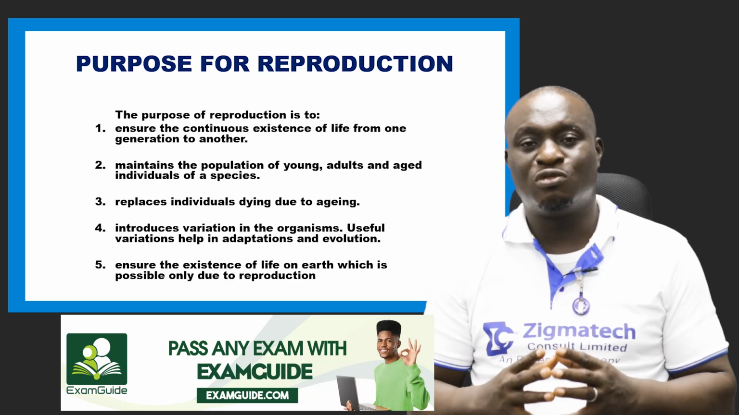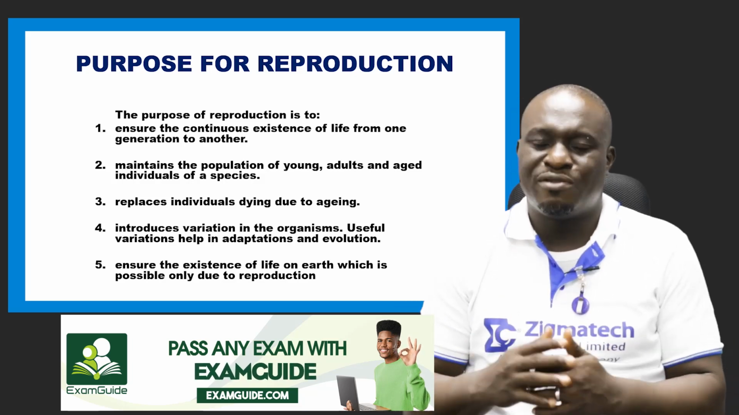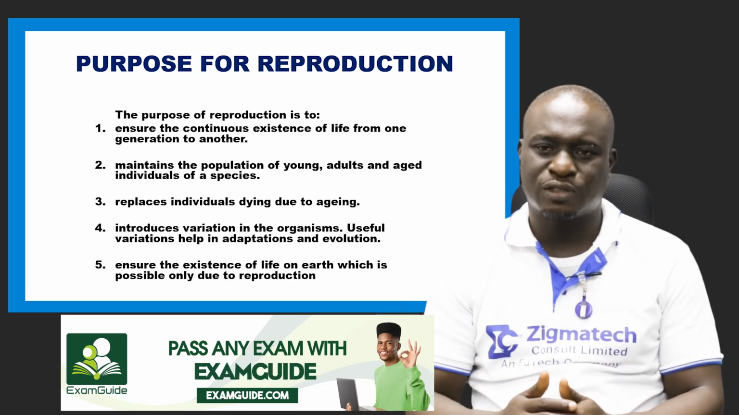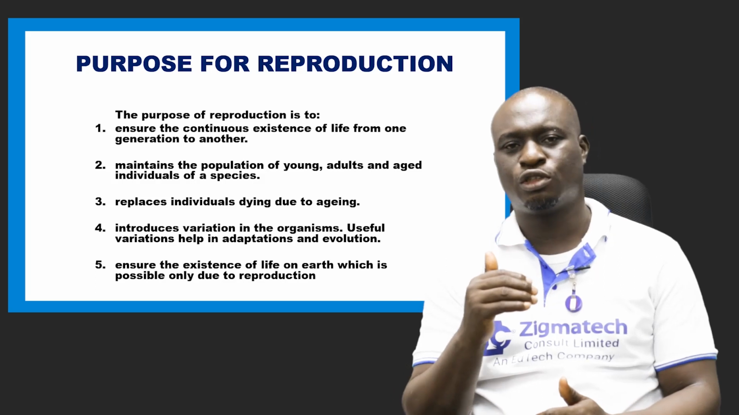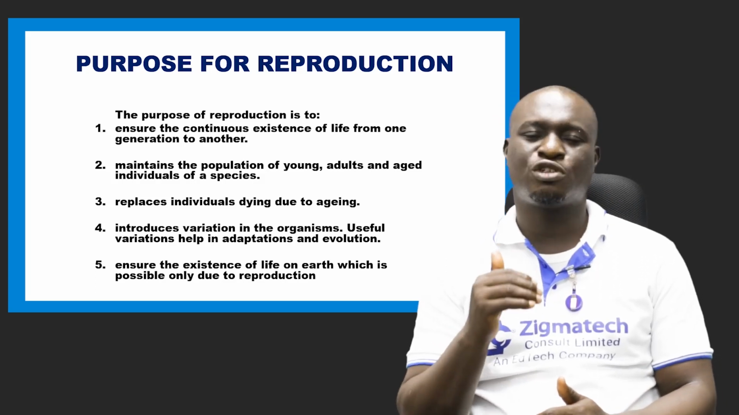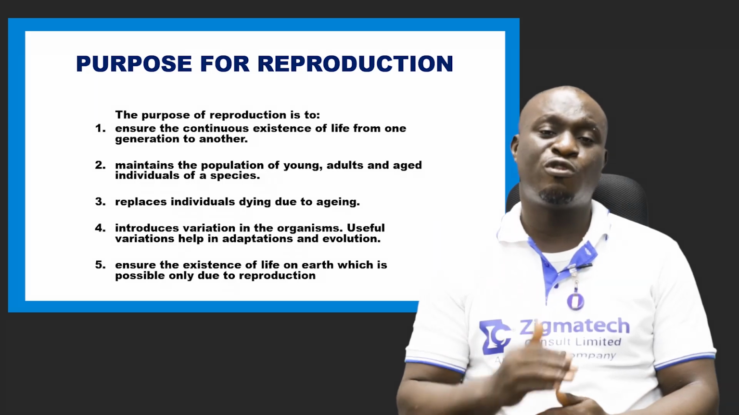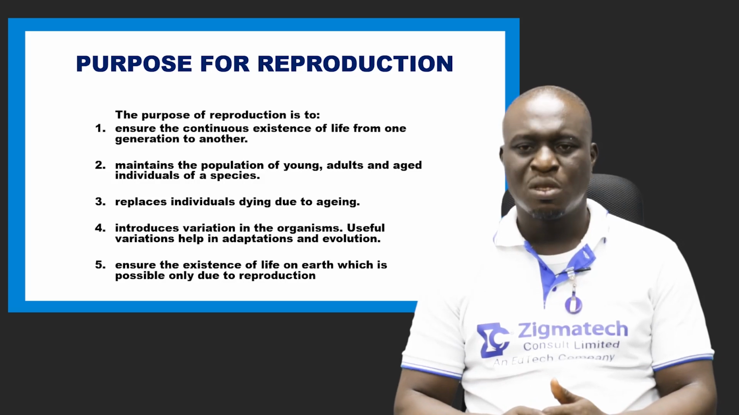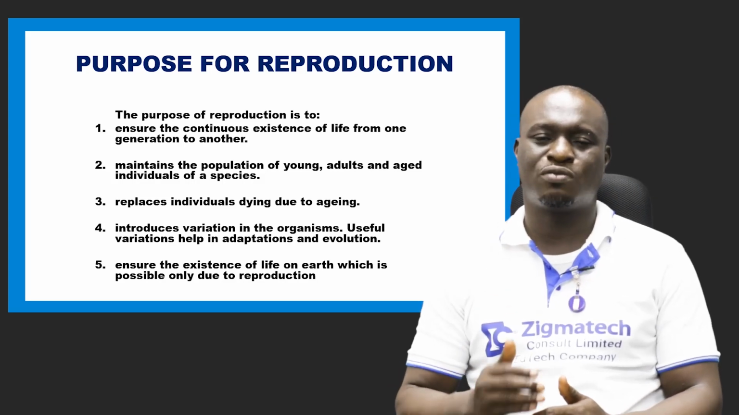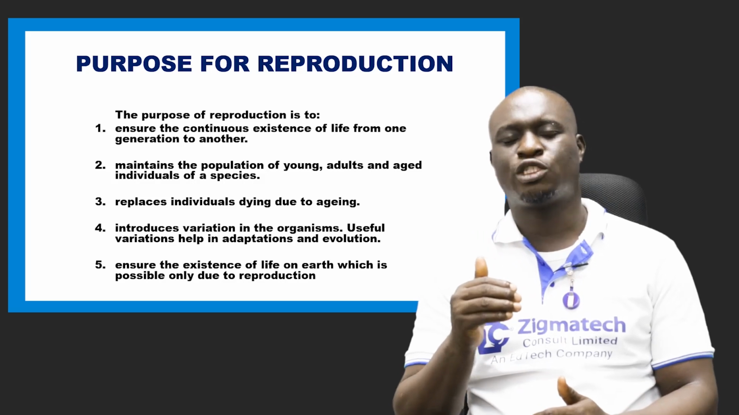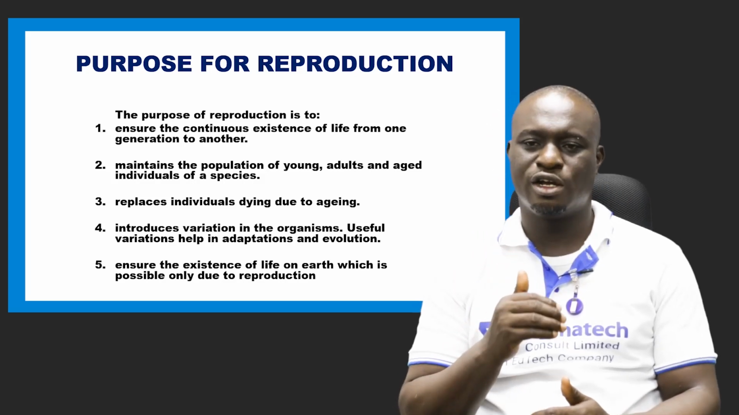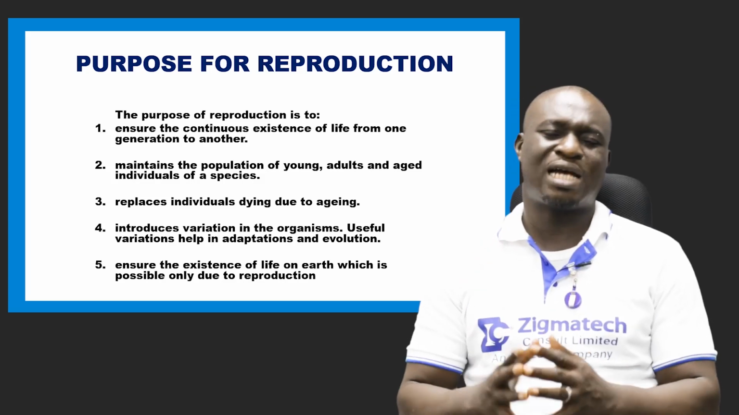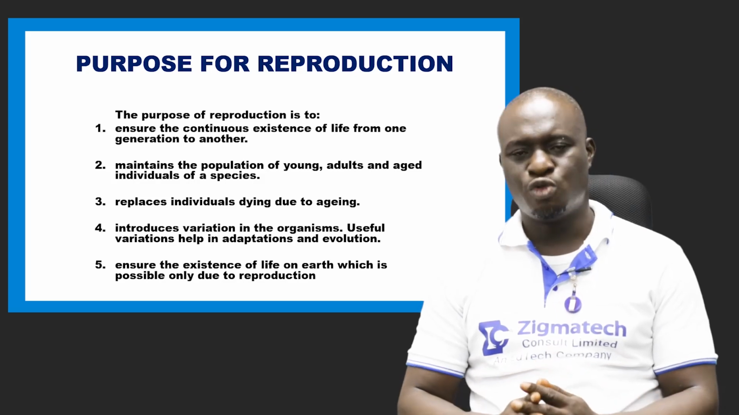You have also individuals of different sizes. You have individuals of different color. These are what we call variations. So one of the purposes for reproduction is to introduce variations in organisms. Now, useful variations help in adaptation as well as in evolution. Number 5 is the last: the purpose of reproduction is to ensure the existence of life on earth, which is only possible due to reproduction. So these are some of the purposes for reproduction.